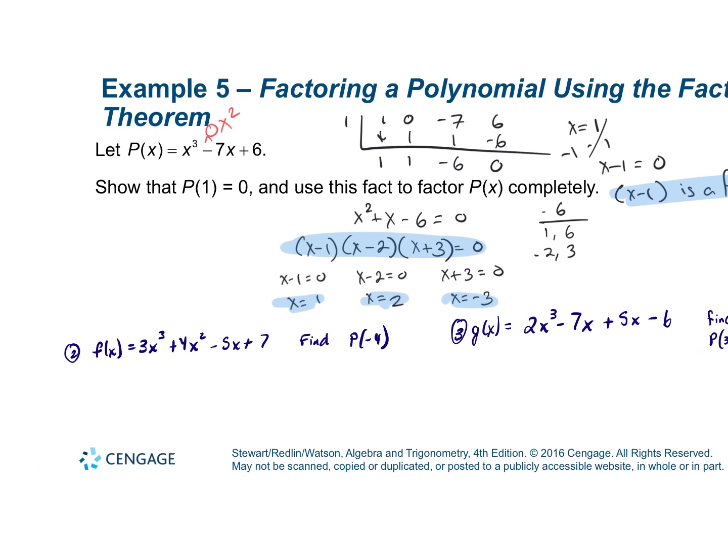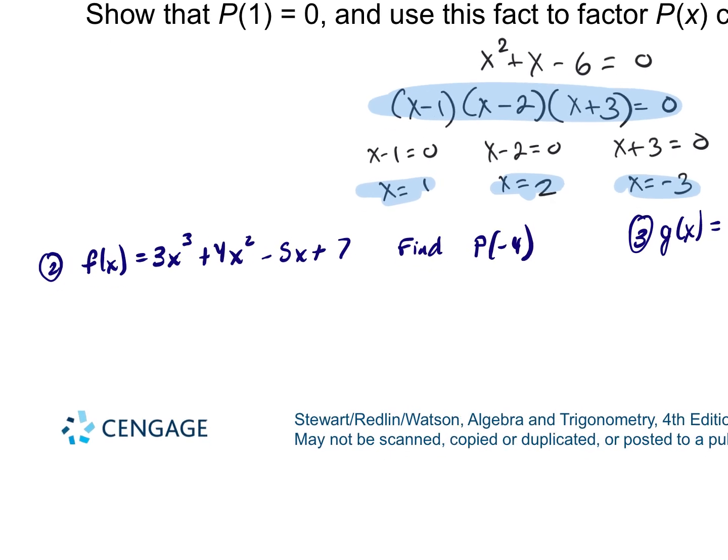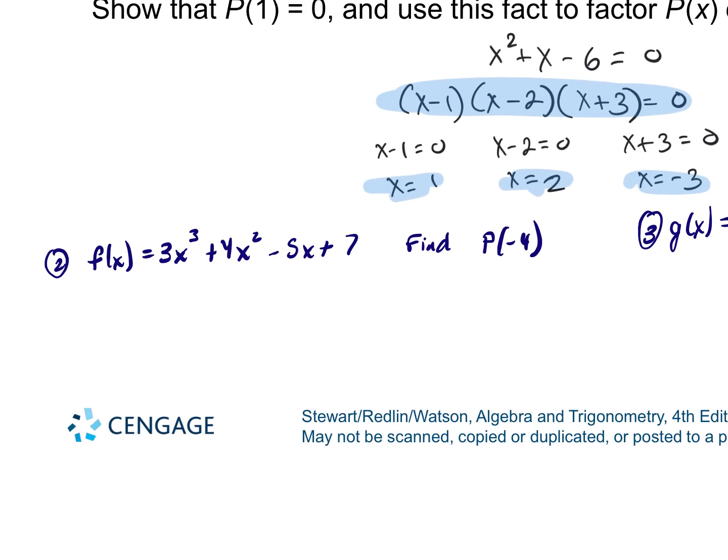So they're asking us to divide this and find what the remainder is for negative 4. If they ask it like this, it means that it's the remainder theorem. So we're going to go ahead and do 3, 4, negative 5, and 7. We didn't need to add any zeros because it goes from cube to square to 1 to none. So go ahead and bring down that 3.